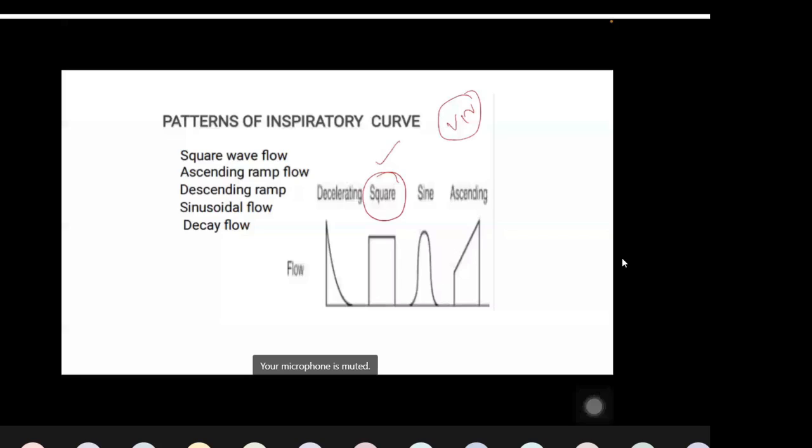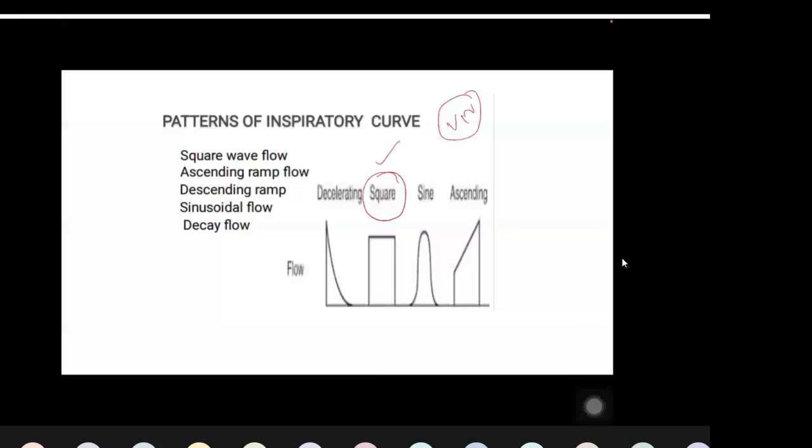There are importance for all different types of waveforms. Like in a square waveform and decelerating waveform, there's a chance that the airway pressure will rise to a higher level compared to that of a sine or an ascending waveform, because there is a rapid increase in flow occurring that will lead to an increase in airway resistance and pressure buildup in the airways. Whereas with sine or ascending waveforms, this problem is not seen. The rapid increase in airway pressure is not seen.